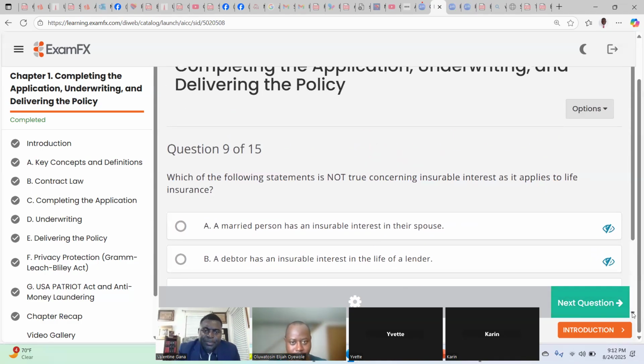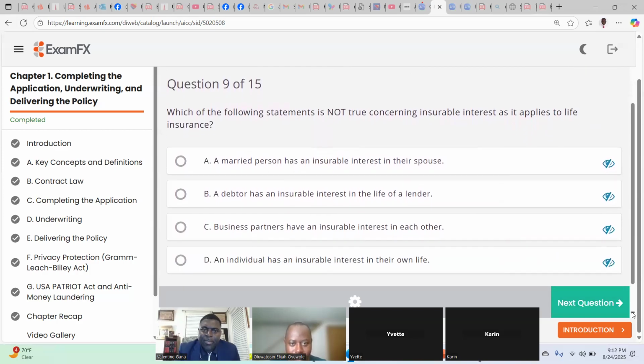9 of 15. Which of the following statements is not true concerning insurable interest as it applies to life insurance? A, a married person has an insurable interest in their spouse. B, a debtor has an insurable interest in the life of a lender. C, business partners have an insurable interest in each other. D, an individual has an insurable interest in their own life.